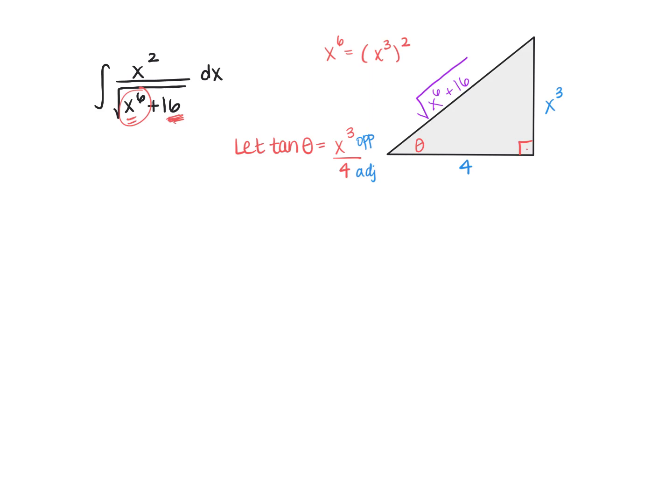All right, now that I have that, let tangent of theta equals x cubed over 4. Go ahead and multiply both sides by 4. So here's what it is in terms of x cubed. Don't worry about that x cubed so much yet. Go ahead and take the derivative, just like we've done before. So 4 secant squared theta d theta equals 3x squared dx.